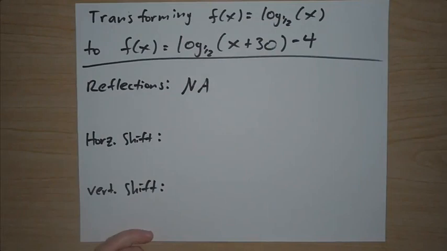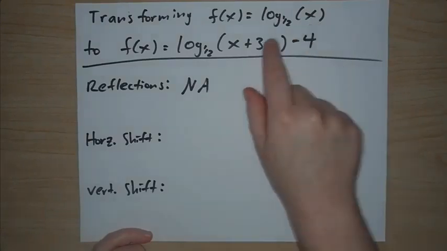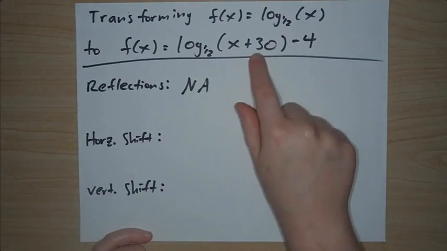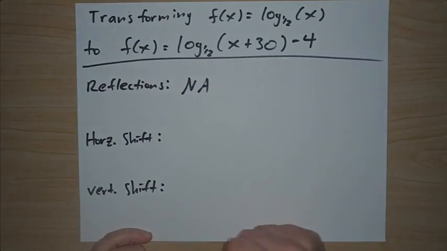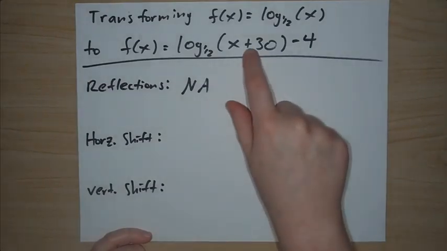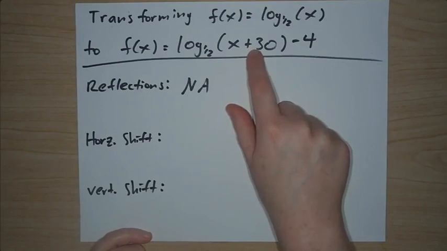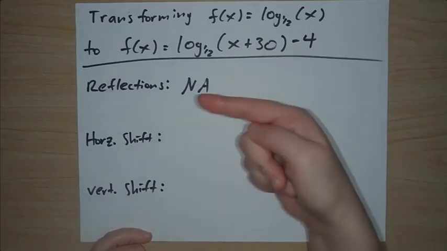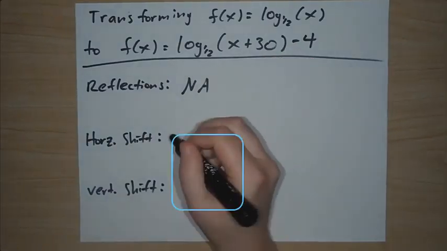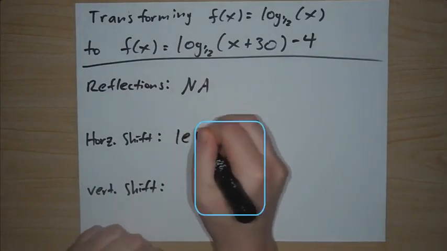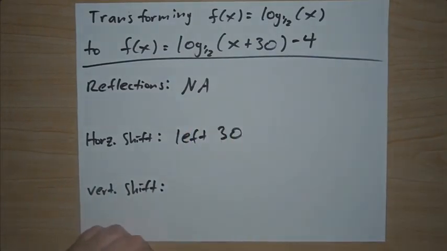Next, we'll look at horizontal shifts, whether the graph moves left or right. To look at horizontal shifts, we need to look at what's enclosed with the x. So that's within these parentheses here. We see that we have an x plus 30. If it's a horizontal shift, whatever this addition sign is, or if it's a minus sign is, will be the opposite. So because this is x plus 30, our graph will actually move left 30. So we have a horizontal shift of left 30 spaces.